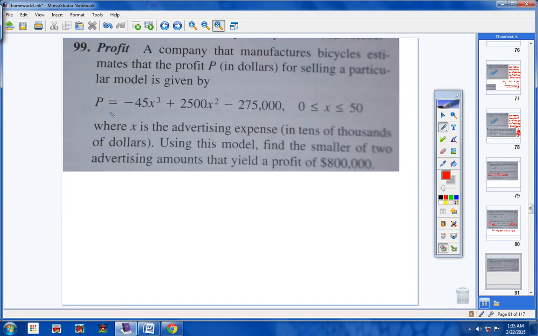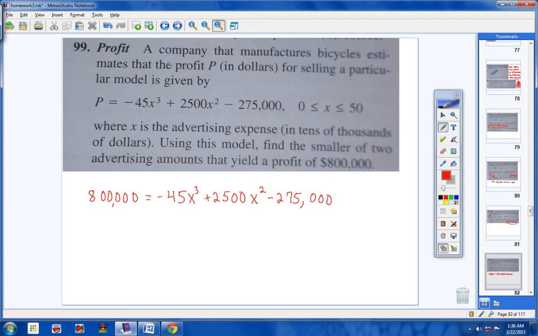A company that manufactures bicycles estimates that the profit P in dollars for selling particular models is given by this, where x is the advertising expense in tens of thousands of dollars. Using this model, find the smaller of the two advertising amounts that yield a profit of 800,000. So this model here does two things. You can either put in the advertising expense x and you will get out the profit you're going to make, or you can tell me the profit you want to make and I will tell you what your advertising expense needs to be. And that's what they're doing. They're giving you the profit. So where the P is right here, we're going to put 800,000, okay? And that's what we did.